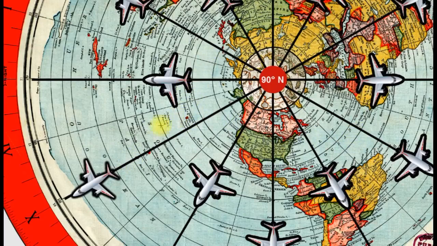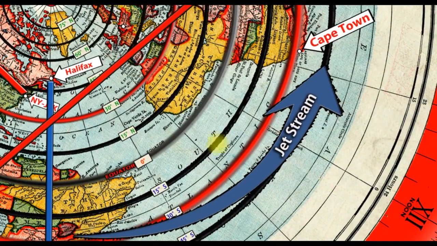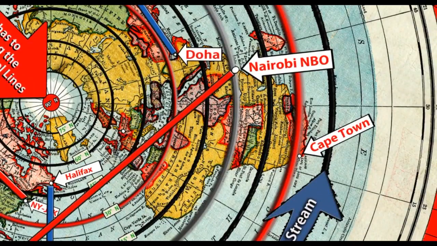But in fact, they're just flying straight on a flat earth, cutting through the latitudinal lines. Not difficult to understand. Flights going south of the equator, most of the time they fly on the jet stream. So this is the secret of the great circles.